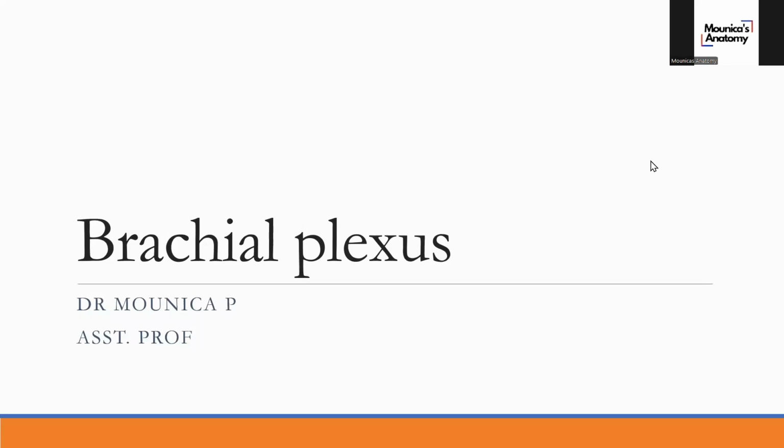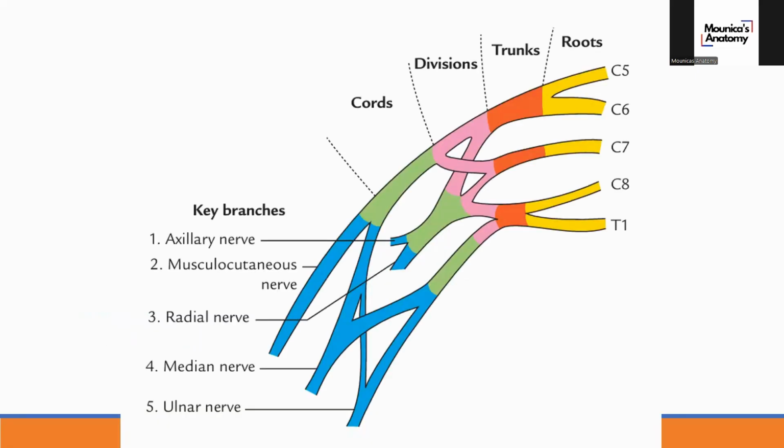So let us study about brachial plexus. Brachial plexus, here in the diagram you can see this is the network of nerves that is supplying the upper limb, which is formed by some roots, that is C5 to T1 spinal roots, and you can see different components of this brachial plexus, and also finally the terminal branches. So we'll study each one in detail.